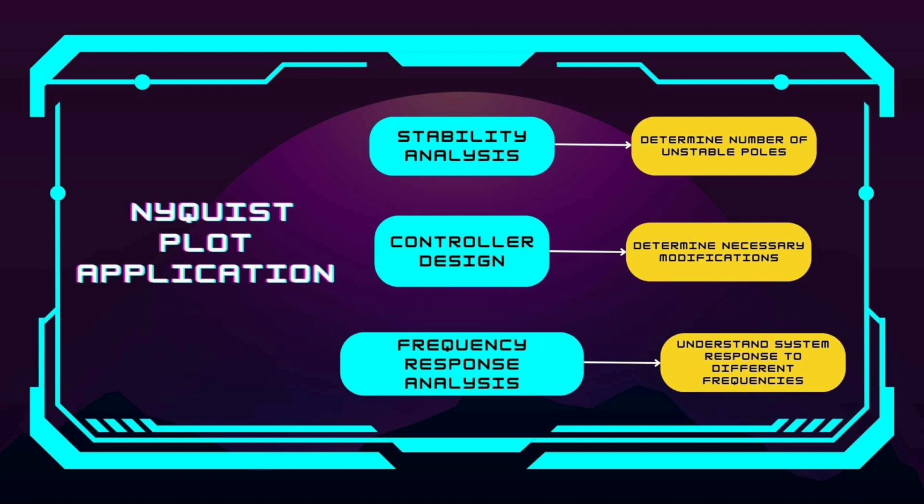Let's look at the applications of the Nyquist plot. The first and foremost is stability analysis. The Nyquist plot is used to analyze the stability of control systems. For example, by examining the encirclements of the point -1, 0 in the complex plane, the Nyquist plot can determine the number of unstable poles of the system.